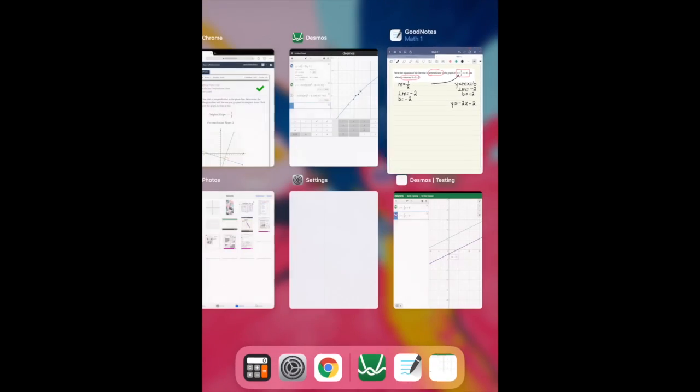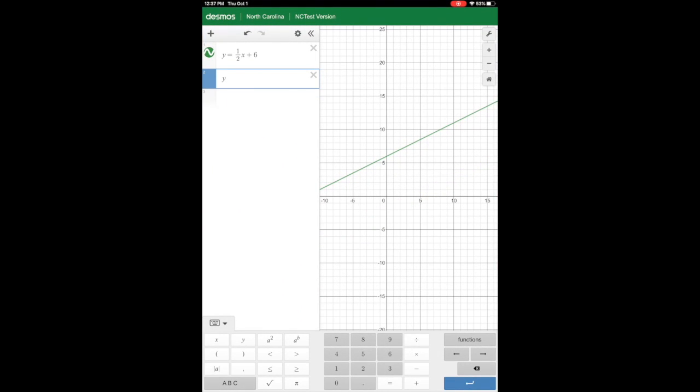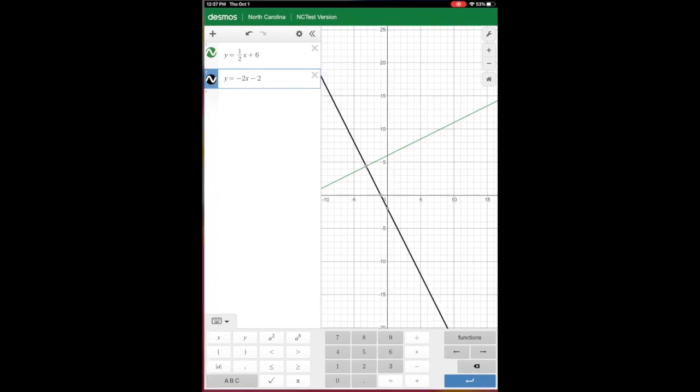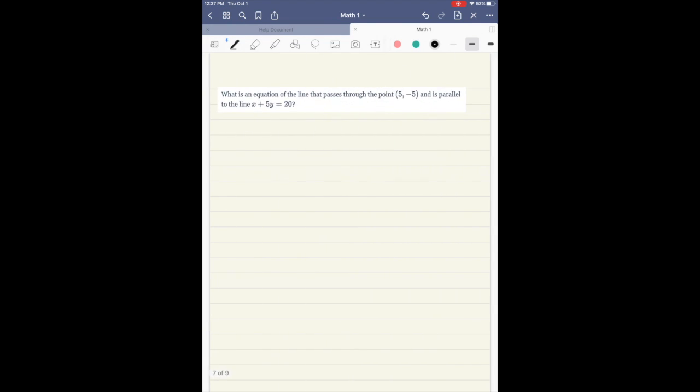So let's go look at it graphically. We have the same problem from before, so y equals -2x - 2, and you can see that it is perpendicular. Now, again, those were pretty simple. Let's talk about what happens when it may not give you the y-intercept. How are you going to find the y-intercept of the problem?